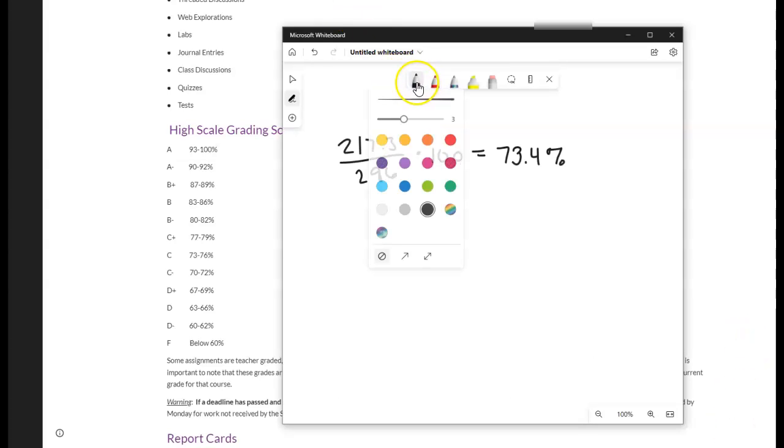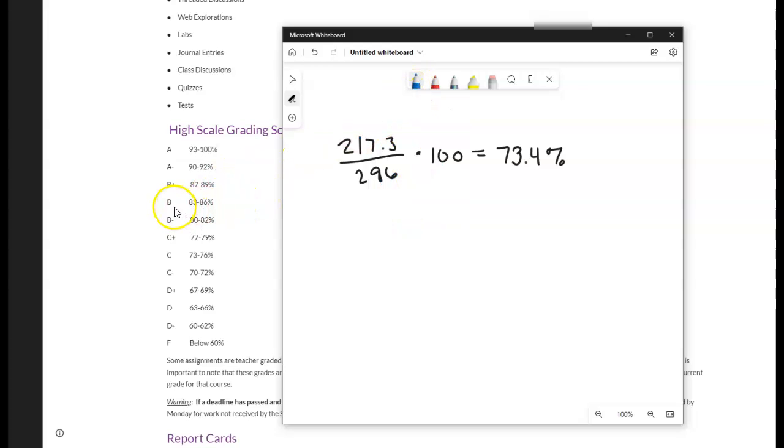Well, basically what we're asking here is, how many points do I need? The 296 I can't change, right? This is the total number of points available right now. That won't change. What I can change is how many points I have. So I have to figure out how many points I need to bring my grade up at least to an 83%. So basically I have something divided by 296 times 100, and I want that to equal 83%.